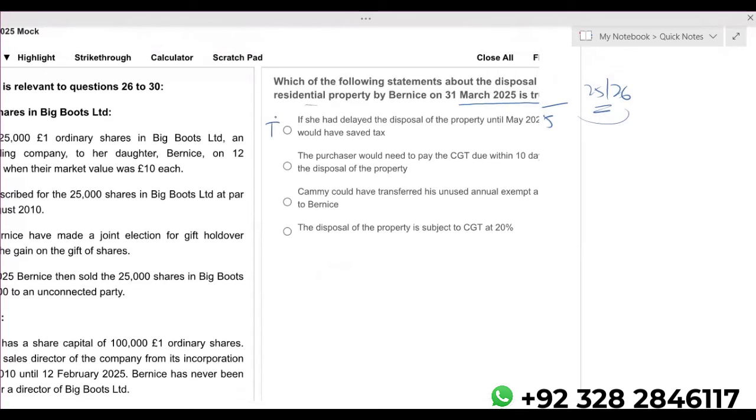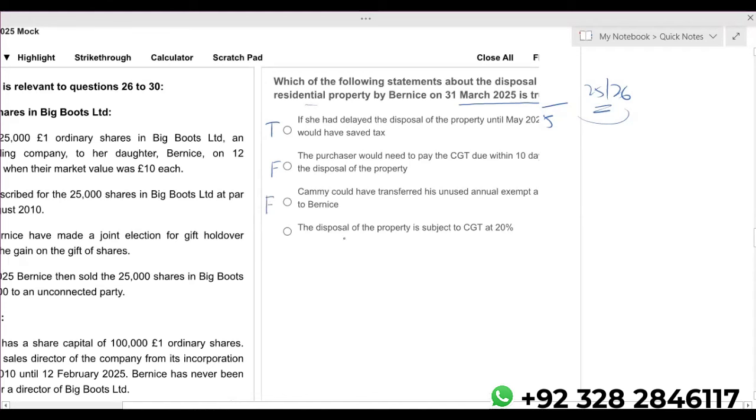If she delays till May 25, obviously May 25 falls in the next tax year 25-26, so the annual exempt amount of 25-26 will be available, which will save the tax. The purchaser would need to pay CGT due within purchase. Why would the purchaser pay? The seller has to pay CGT. Kame would have transferred his unused annual exempt amount to Bernice. You cannot transfer the annual exempt amount.